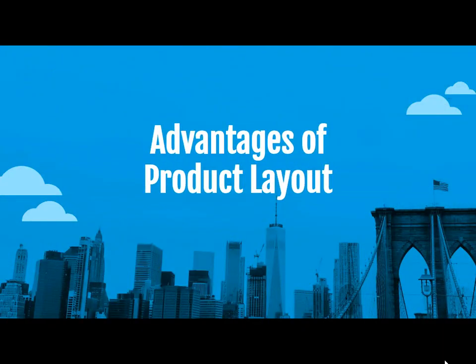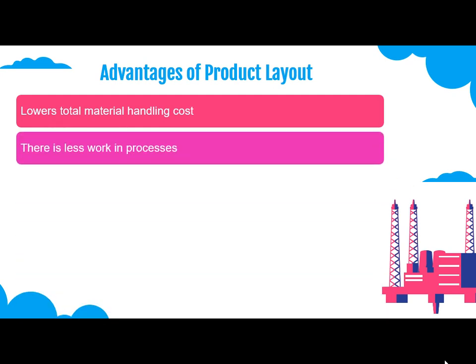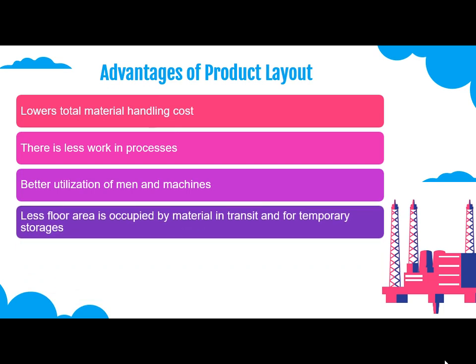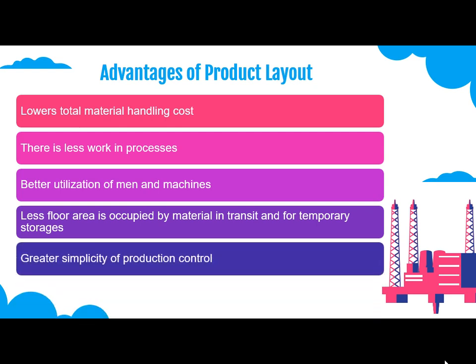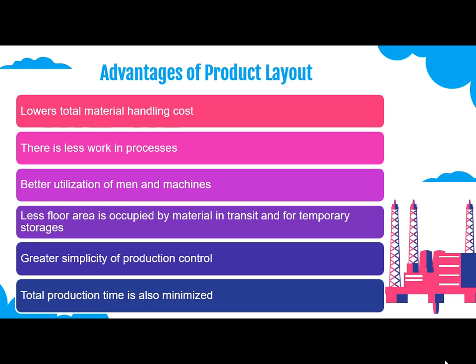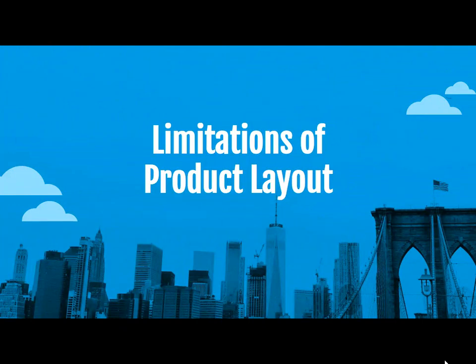Now we will see the advantages of product layout. Lowest total material handling cost. There is less work in process. Better utilization of men and machineries is possible in case of product layout. Less floor area is occupied by material in transit and for temporary storage inventories. Greater simplicity of production control can be achieved in product layout, and total production time is also minimized. These were the advantages of product layout.